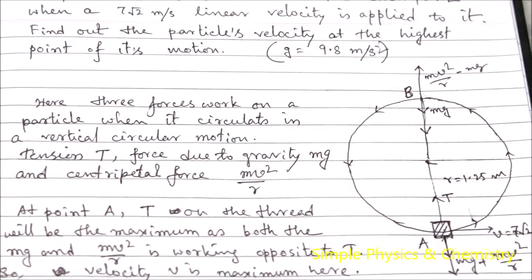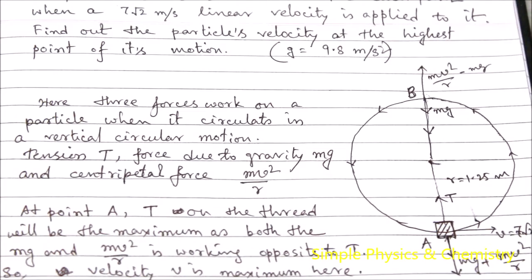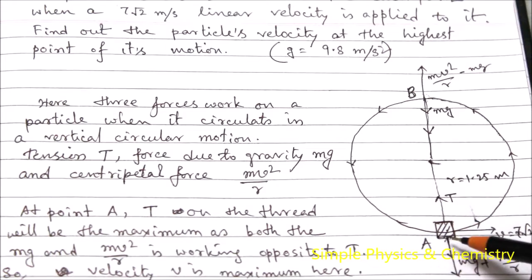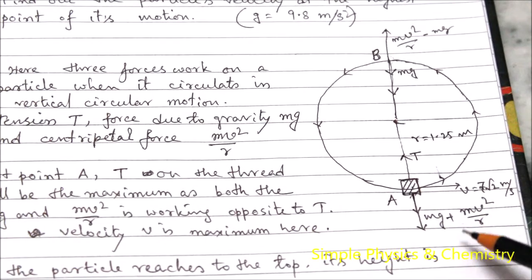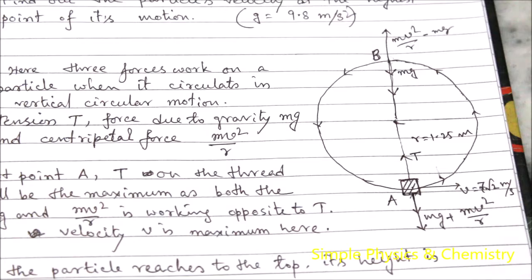Now here you can see that three forces work on this particle. The forces are the tension T, which is acting on the thread, the force due to gravity mg, and the centripetal force, that is mv squared by r. This comes due to the circular motion.